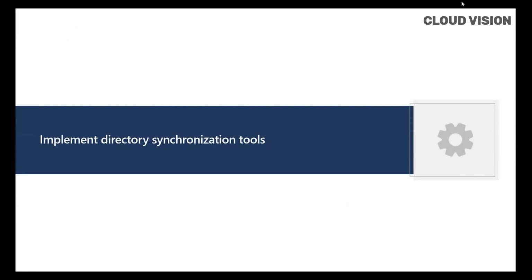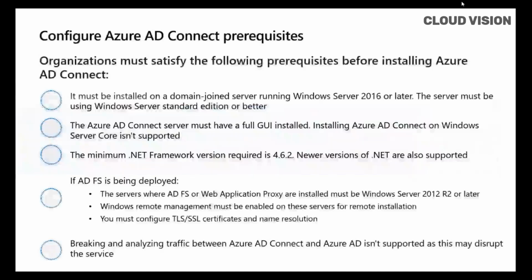Now that we have seen what the directory synchronization options are and how we can prepare our organization for directory synchronization, let's understand what the directory synchronization implementation tools are that are available. For you to install the Azure AD Connect on any machine, there are certain prerequisites that have to be met.